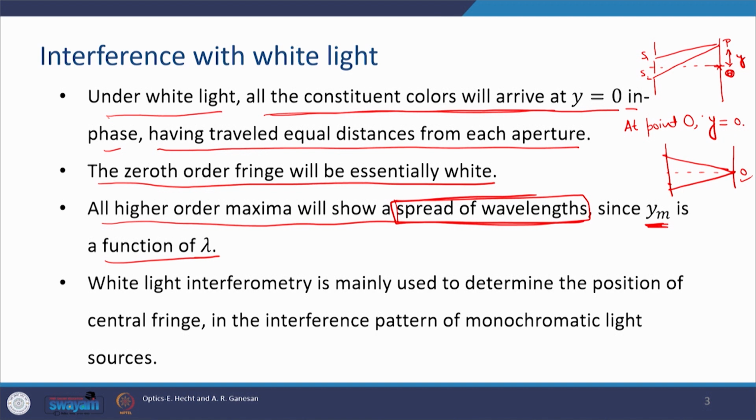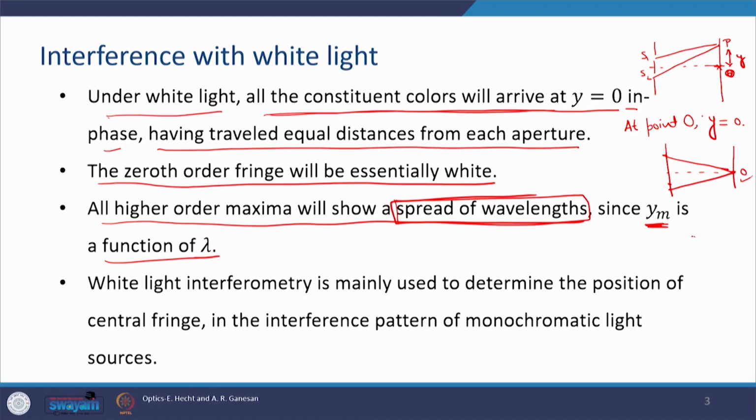Now, what is the use of white light interferometry? Why use white light in Young's double slit experiment or in any interferometric experiment? When we perform an interference experiment with a monochromatic source or a usual coherent source, let us talk about Young's double slit experiment, we find straight line fringes, and these fringes are almost indistinguishable. We cannot distinguish one fringe from another.